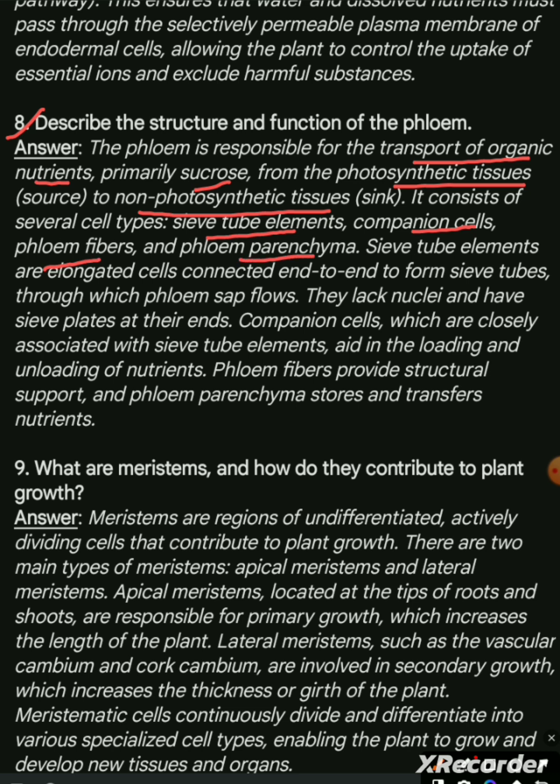Sieve tube elements are elongated cells connected end to end to form sieve tubes, through which phloem sap flows. They lack nuclei and have sieve plates at their ends. Companion cells, which are closely associated with sieve tube elements, aid in the loading and unloading of nutrients. Phloem fibers provide structural support, and phloem parenchyma stores and transfers nutrients.